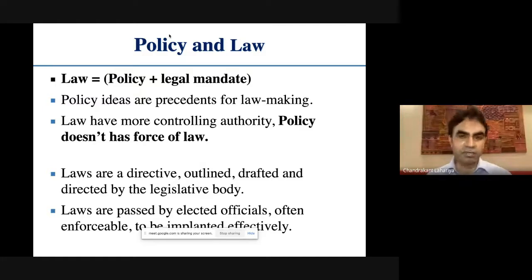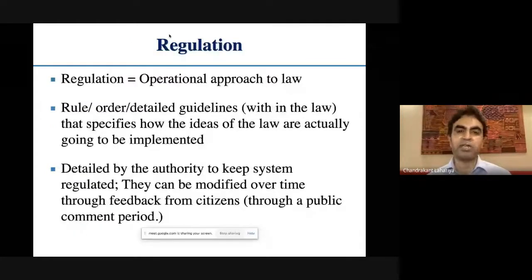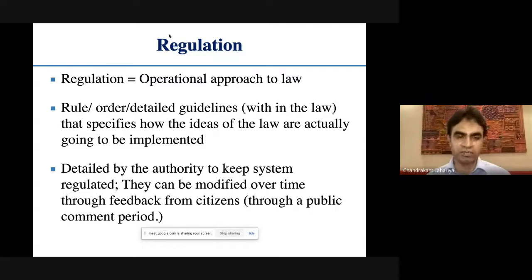The other dimension, which I'm sure you would be studying in more detail, is regulation. Regulations are operational approaches to law. I'm discussing this in simplistic terms in the context of health, and then I'll give you a specific example of how it works in health. Regulations are rules, orders, and detailed guidelines within the law which is enacted, that specify how a particular idea needs to be actually implemented on the ground. So laws are formed by the legislature, but regulations are detailed by authorities or the executive to keep the system regulated.